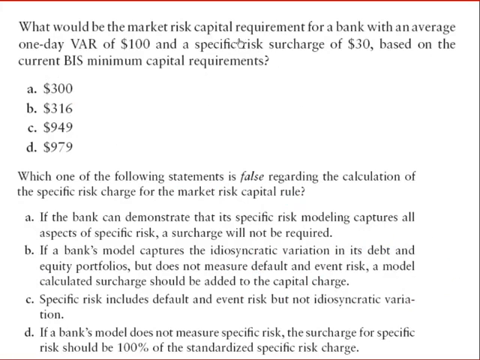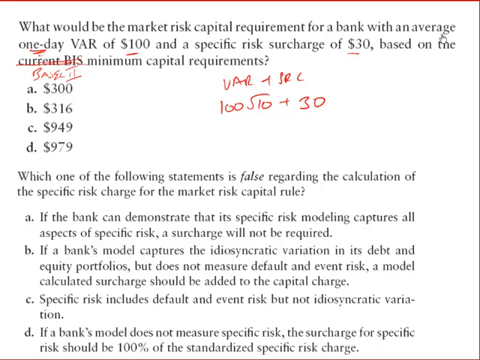What would be the market risk capital requirement for a bank with an average 1-day VaR of 100 and a specific risk surcharge of 30 based on the current BIS minimum capital requirements? Please note, I'll change this question. It's not current. So current would be Basel 3. So we'll say based on Basel 2 minimum capital requirements. So pretty straightforward. It'll be the market risk charge or the VaR plus the specific risk charge. The 1-day VaR is given, so we'll change this into a 10-day VaR and then add the specific risk charge of 30.